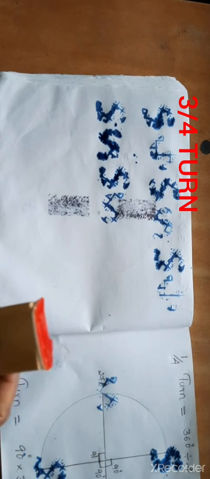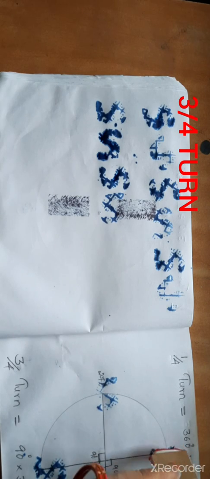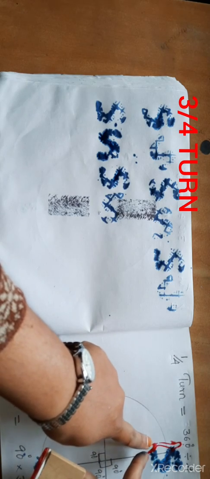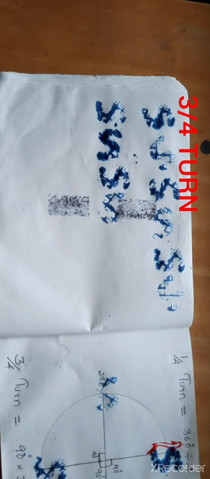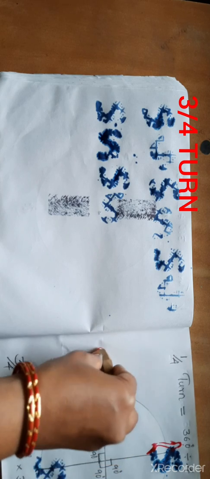Okay, now I will use this fish block and show you 3/4. Then you will understand better. So here I will start. After this, I have to give a 3/4 turn. So 1, 2, 3. See here, 1, 2, 3. So now it will come like this.